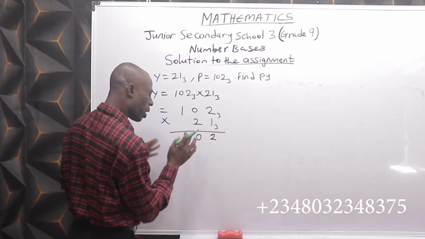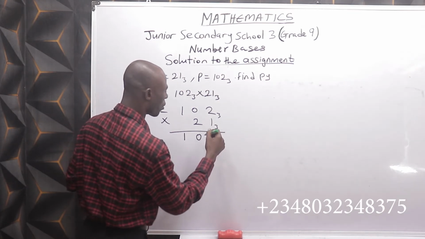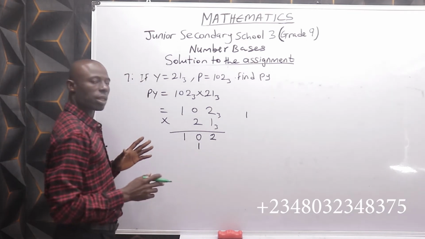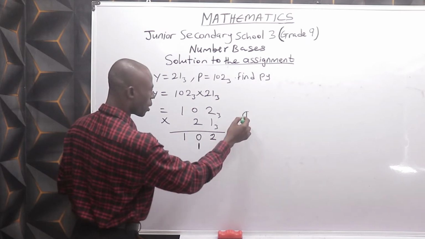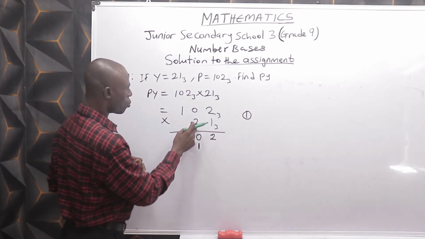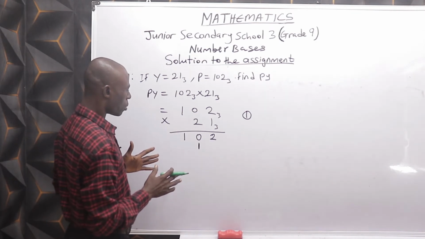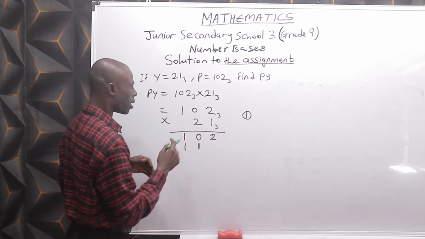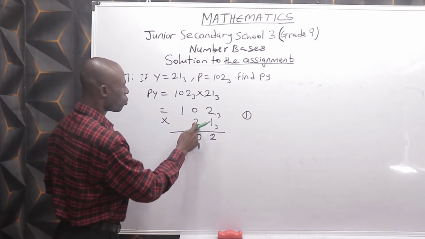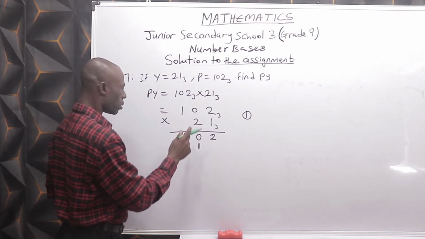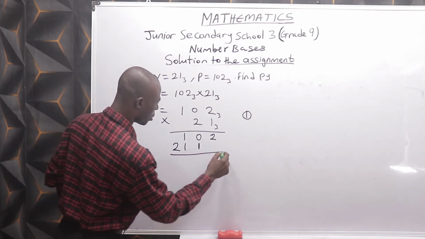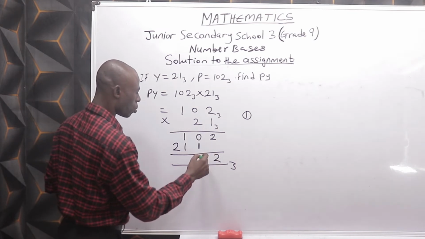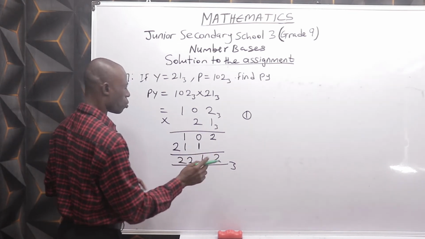2 times 2 is 4. We cannot write down the 4. We say, how many 3 do we have in 4? We have 1. Remainder 1. It is the remainder we write down in that case. So don't forget this one we are keeping here. So 2 times 0 is 0. Add the 1 we keep to that 0, making 1. We write it down. 2 times 1, that is 2. So, base 3, this is 2, 1, 2, 2, and that is the end.